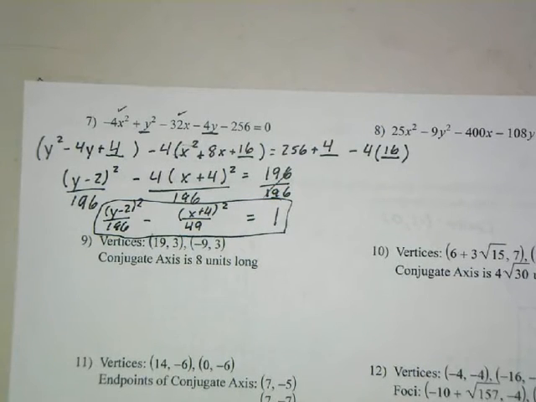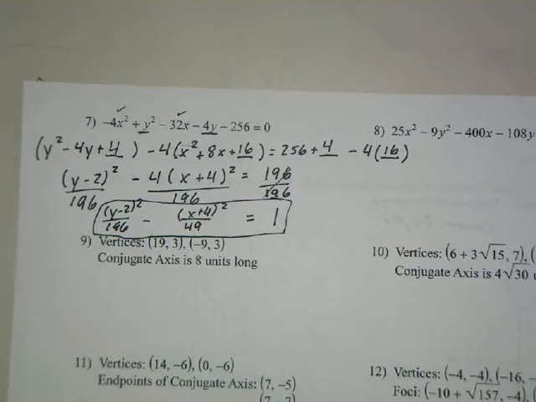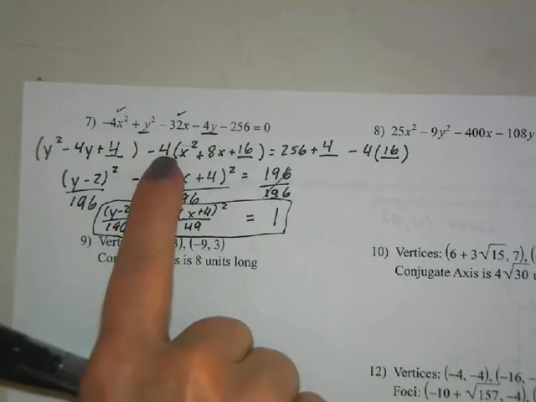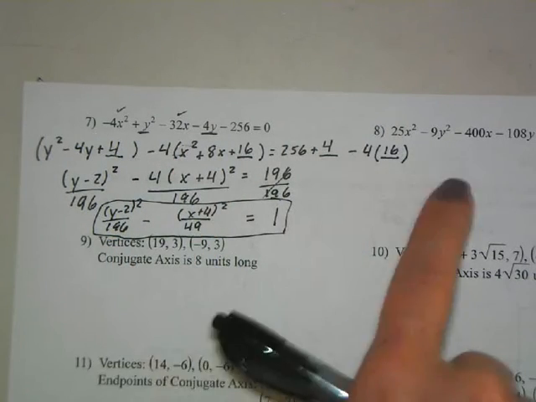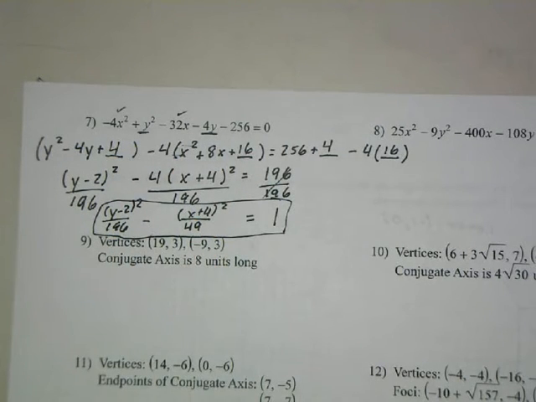Okay, so that's how you complete the square with this. The only tricky part, different from the ellipses, is you're pulling out a negative here, and you have to take care of what you do when you have a negative.